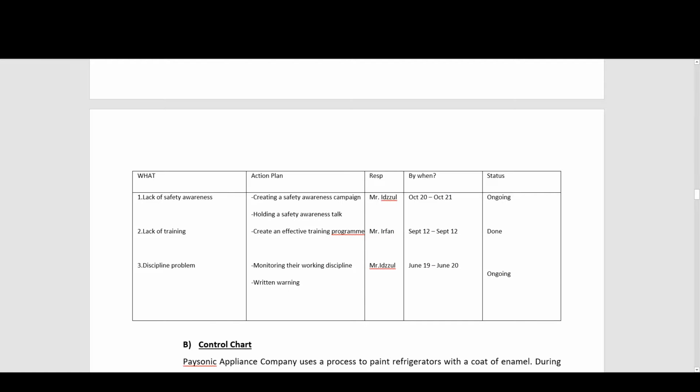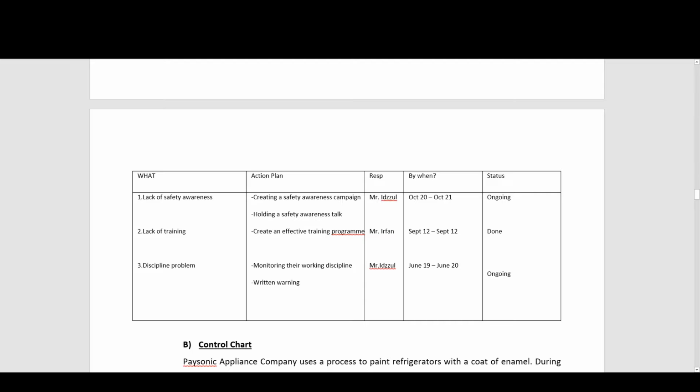After we draw the Ishikawa diagram and put in all the information, we need to vote to find the critical problems that we need to solve first. The first critical problem that we get is lack of safety awareness. The second is lack of training, and the third is discipline problem.